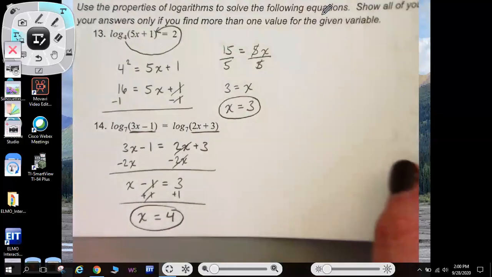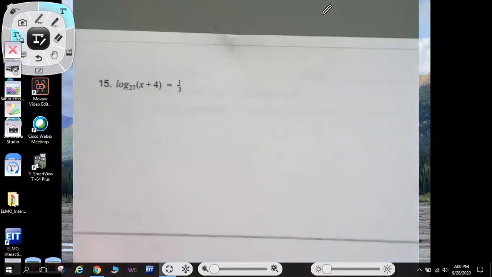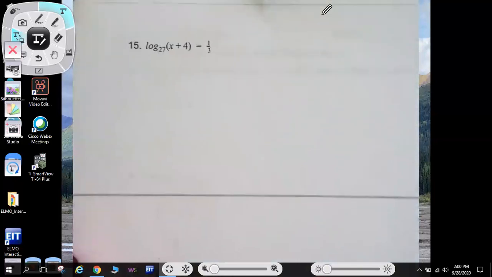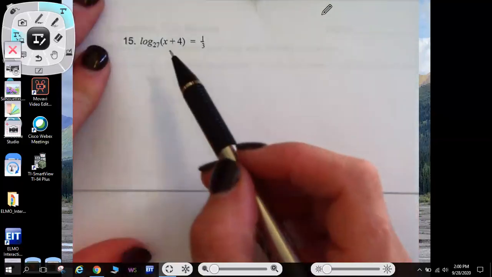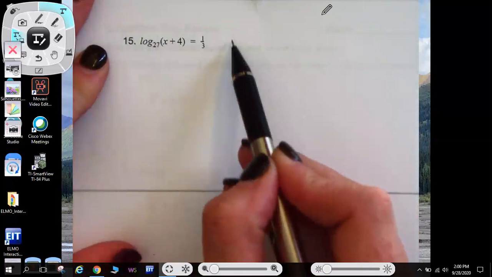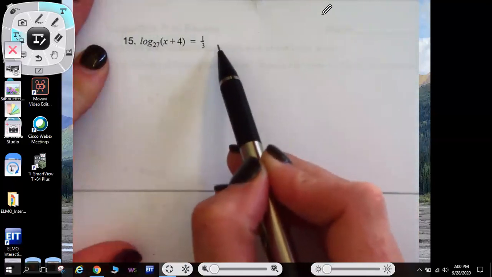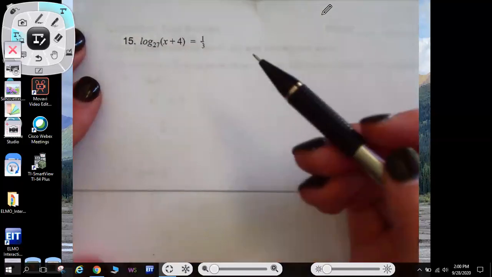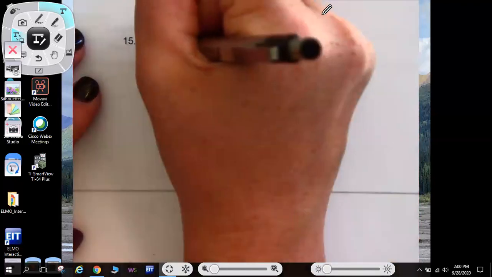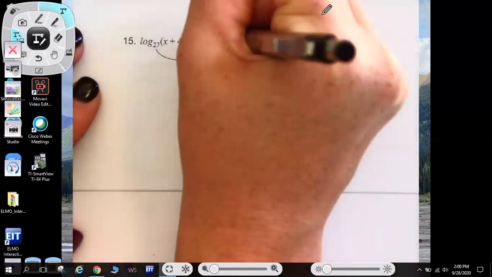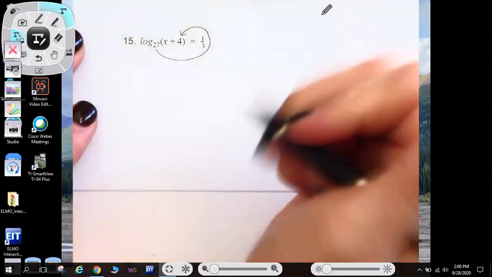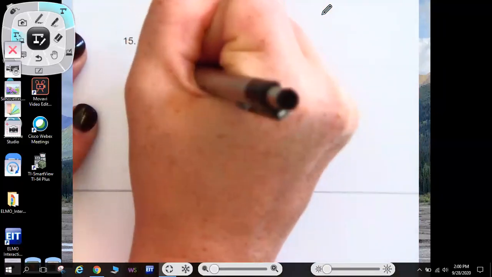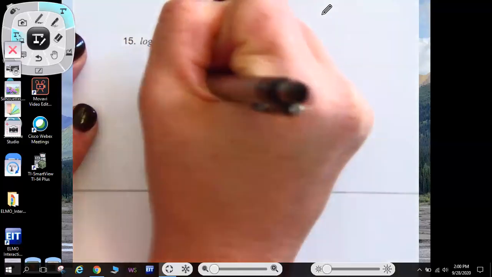All right. Number 15. Here's another one. It just has a logarithm on one side. There's not a logarithm on the other side to match it. So that tells me that we're going to have to change this to exponential form. So start at our base, which is 27, draw a counterclockwise loop. We get 27 to the 1/3 power equals x plus 4.